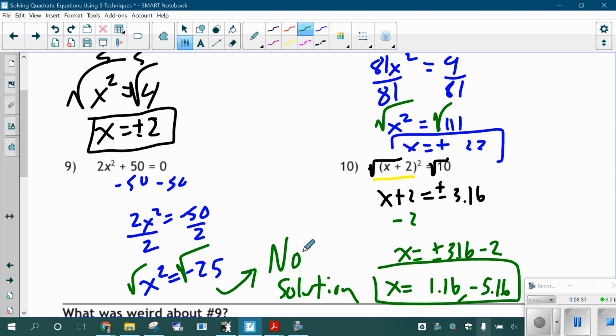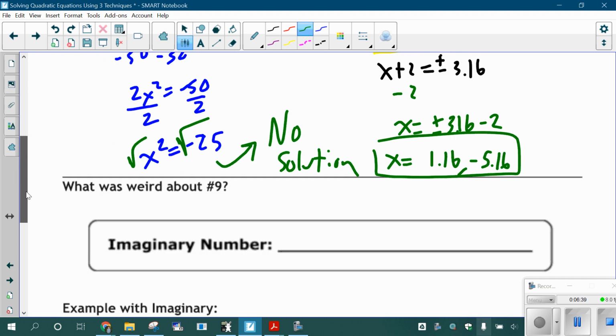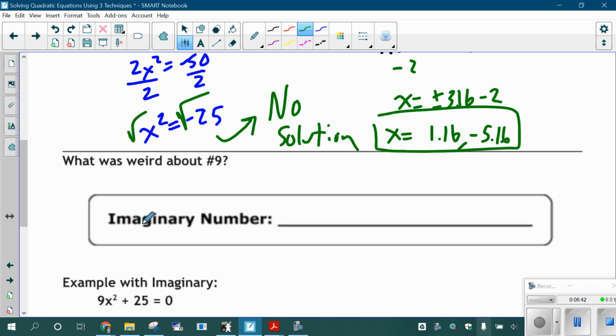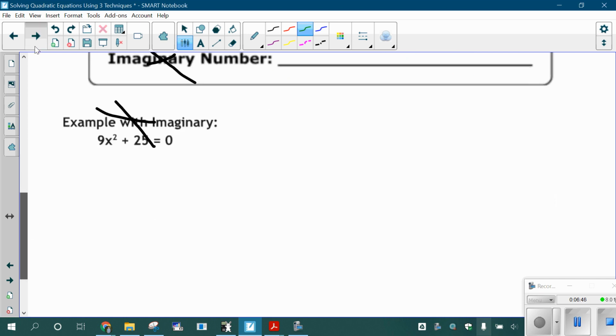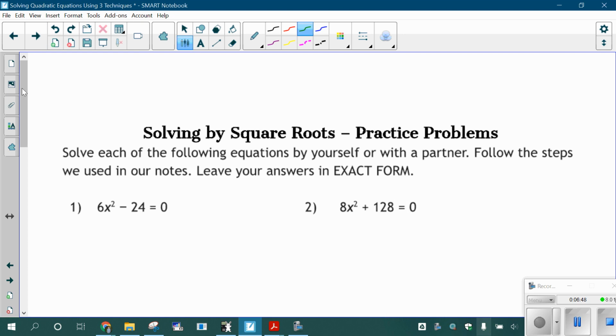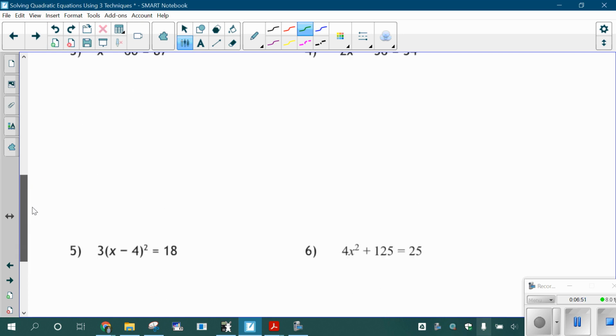Okay. So what was weird about 9? We were square rooting a negative. We're really not going to get into imaginary numbers. Okay, so we can skip those things for now. All right. We're going to come back and do some practice with this later, so you can just leave that for now.